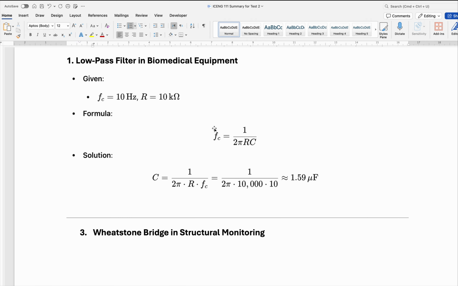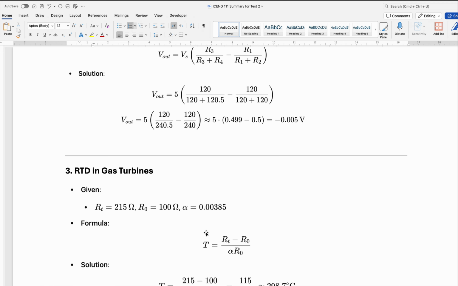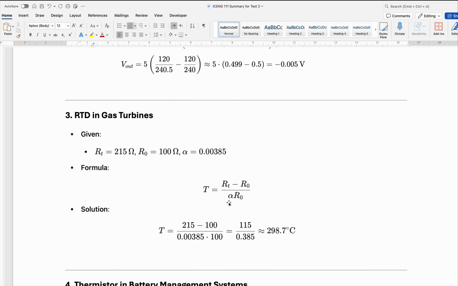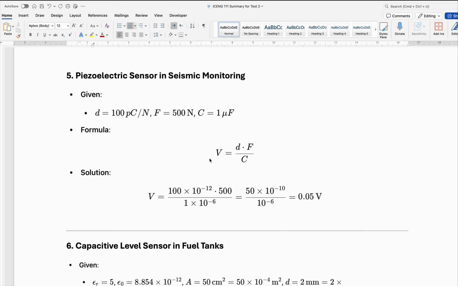Okay, so going to the problems, these are the solutions of the problems of design. And this is the Wheatstone bridge I discussed. This is the RTD and the turbine, just rearranging the equation. This is the thermistor and the battery management system using the exponential term. And this is the problem to solve for the piezoelectric sensor. It's just a problem. You divide by area.